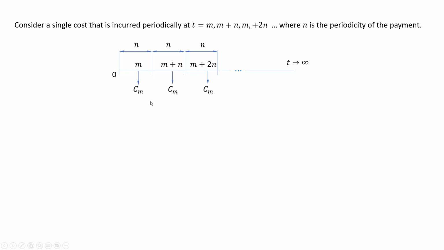Cool? I'm sure that you understand. But then that same cost happens after m plus n years at t equals m plus n, and a cost at m plus 2n. Oh, you mean this cost C sub m is happening every n years? Exactly, it is. And so, how do we handle something like this? All right, now check this out.